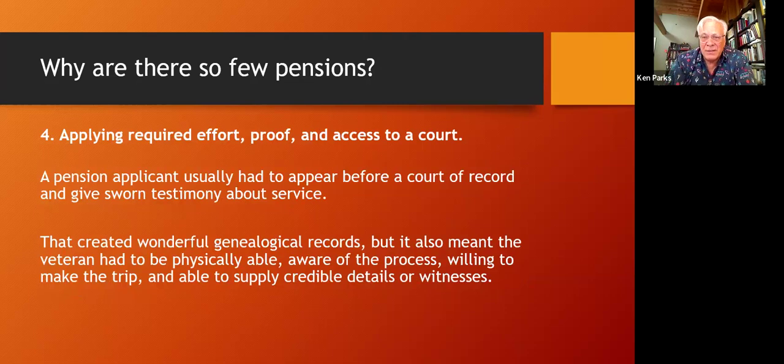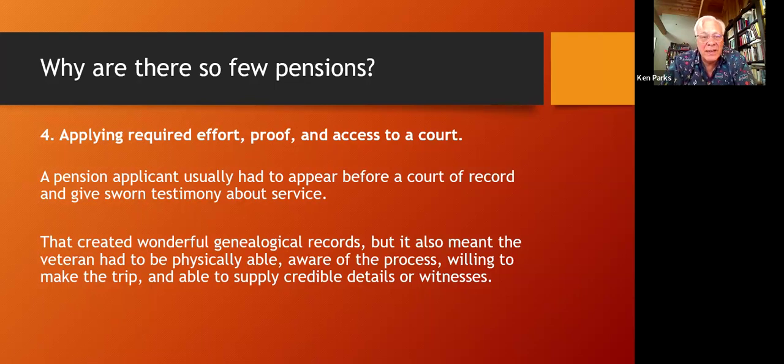And of course, in a different day and age, they didn't have computers and email and all of the conveniences we do. Applying required effort, and it required proof and access to a court. They usually had to appear in person before a court of record to give sworn testimony about their service. If they were not physically well or able to travel, that would be a problem. They had to be aware of the process. Again, many people may not have even been aware that they could qualify. And they had to be able to supply credible details or witnesses, which could be a problem.